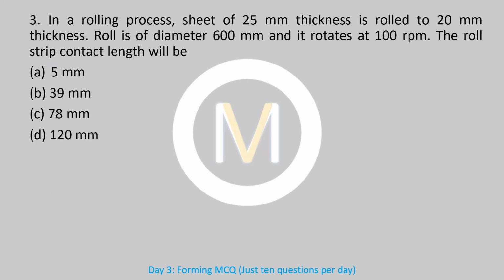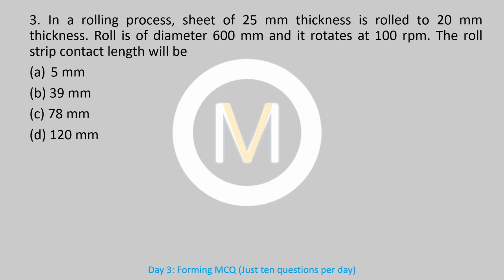Next question. In a rolling process, the sheet of 25 mm thickness is rolled to 20 mm thickness. The roll is of diameter 600 mm and it rotates at 100 rpm. The roll strip contact length will be 5 mm, 39 mm, 78 mm, 120 mm.